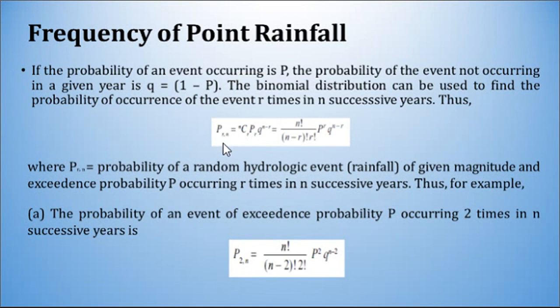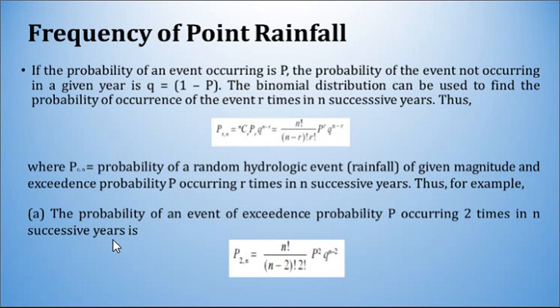So P(r,n) is equal to nCr p^r q^(n-r), which is further equal to n factorial upon (n minus r) factorial into r factorial, p raised to r into q raised to n minus r, where P(r,n) is equal to the probability of a random hydrologic event of given magnitude and exceedance probability p occurring r times in n successive years.